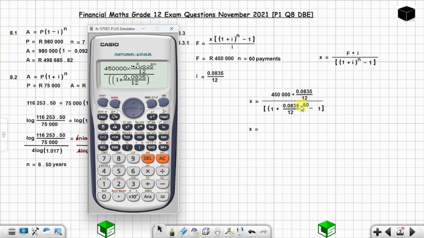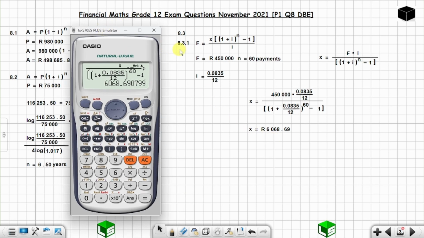To the power of 60, minus 1. This is equal to this: 6,068 rand 69 cents. So this is the final answer to question 8.3.1. Okay, let's move on.